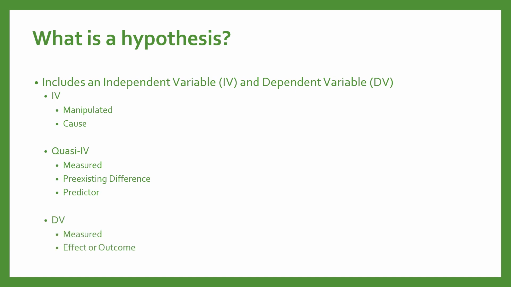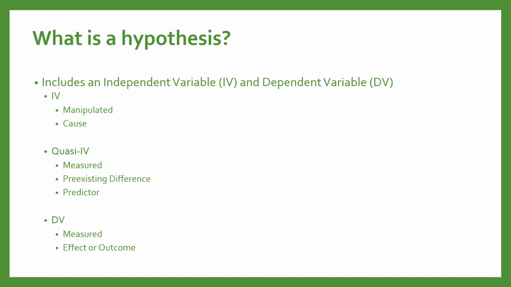The dependent variable, regardless of what type of study you're looking at, whether it's experimental or not, is always measured, and it is the effect or the outcome of the independent or the quasi-independent variable. It's the thing that you want to see if it changes, if it depends on your independent variable.